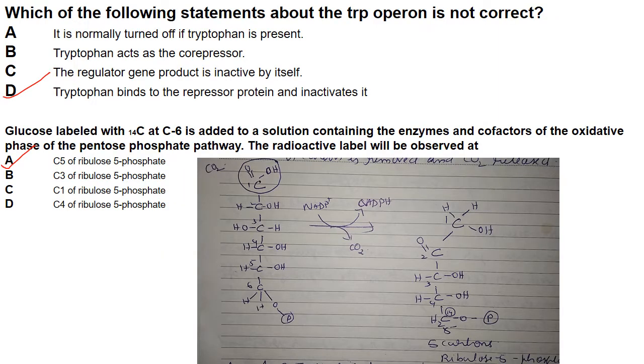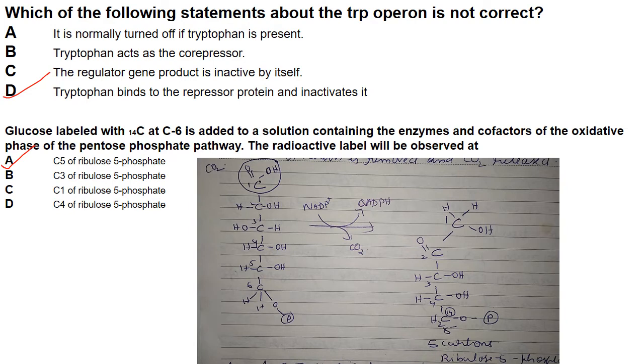Then next one. Which of the following statements about tryptophan operon is not correct? It is normally turned off if tryptophan is present. Yes. Tryptophan acts as a co-repressor. Yes. The regulatory gene product is inactive by itself. Yes. Tryptophan binds to the repressor protein and inactivates it.